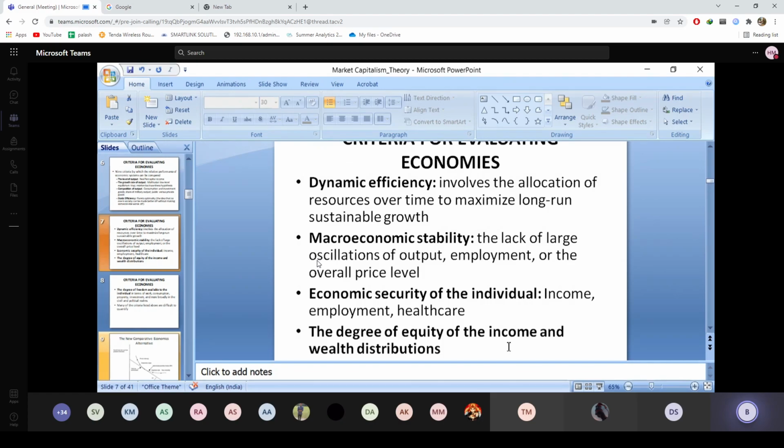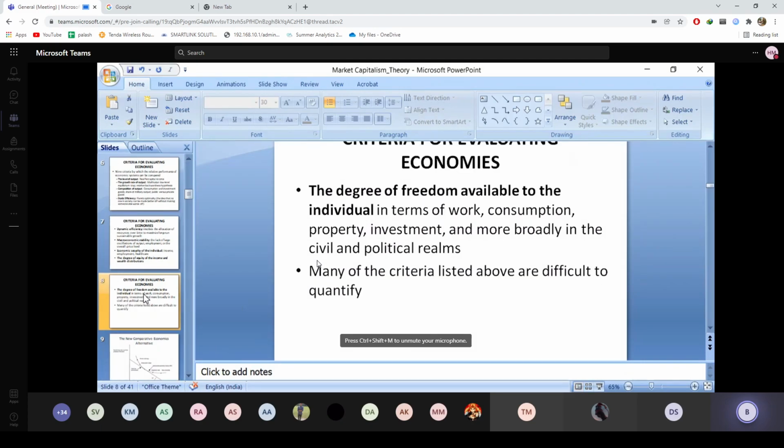And eighth is the degree of equity of income and wealth distributions. Generally, the socialist and social market economies have more equal distributions than strictly market capitalist economies. Ninth is the degree of freedom available to individuals in terms of work, consumption, property, and investment, as well as more broadly in the civil and political realms. Market capitalist economies are well ahead of command socialist economies in this area.